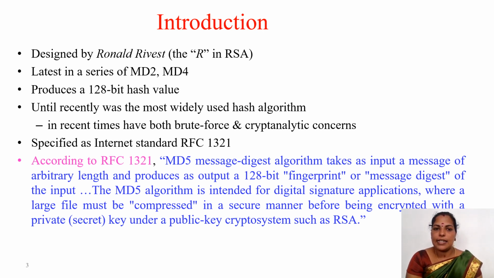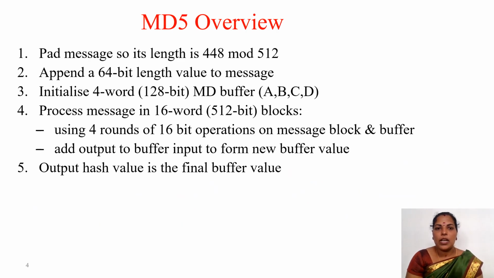Let us see the detailed steps of this MD5 hash algorithm. This is the overview of MD5. Totally we have 5 steps. The fifth step is just the output hash value. The first 4 steps are the processing steps. In the first step, we pad the message so that its length is 448 mod 512 bits. In the block schematic it is very clear.